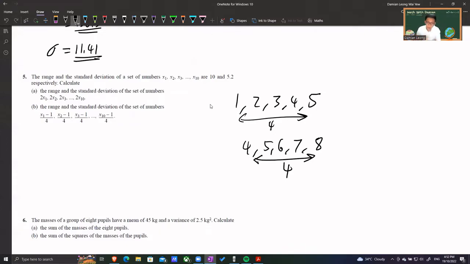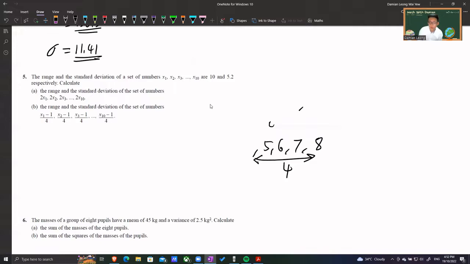So the gap between them doesn't change. Range and standard deviation, basically your measures of dispersion, is the gap between your values. So the gap doesn't change if I plus or minus, because it just shifts up and shifts down. The gap between them doesn't change. But when I multiply and divide, then it will change in exactly the same way as how you multiply and divide.